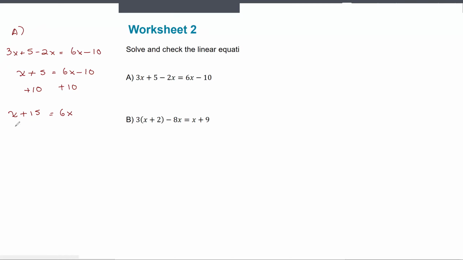And then from here, I can subtract this x. So I end up with 15 is equal to 6x minus x, 5x. So in this case, x is on the other side, but that doesn't matter. Still have to divide by 5, and I get 3 equals x. So if you end up like this and you do not like that answer, you just switch it around to say x equals 3.